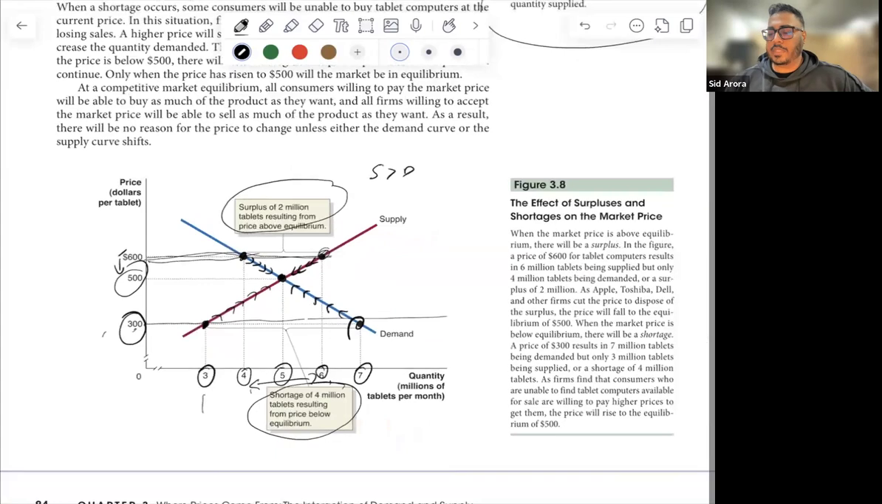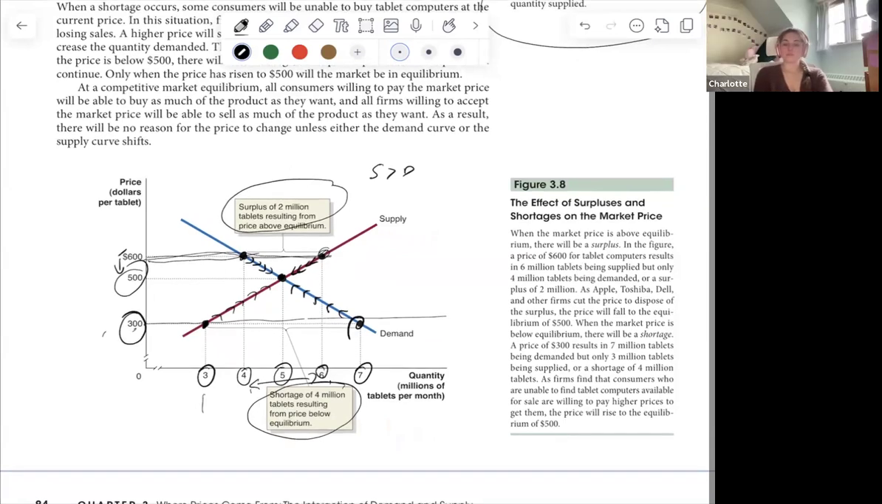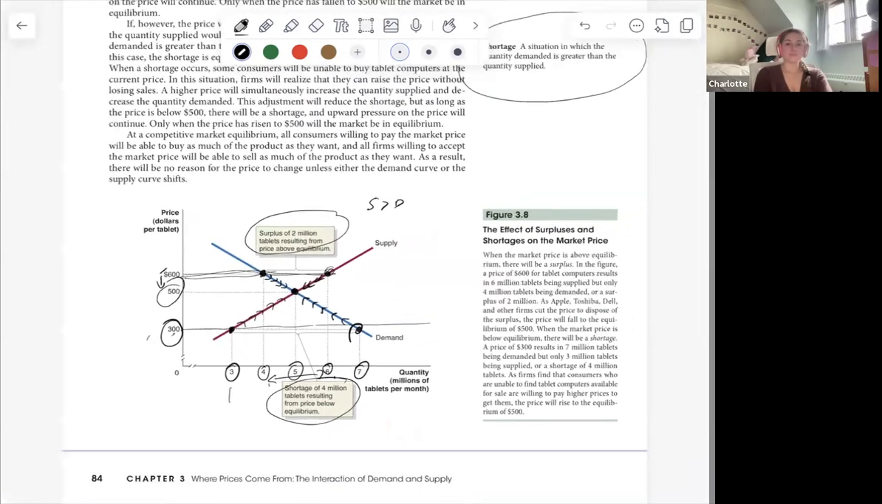So that is shortage. We have surplus and shortage, the two cases where equilibrium is disrupted. And in the model that we created and the assumptions that we have, a competitive market is always going to return back to the point of equilibrium. And we just saw how that happens. Any questions? So far, so good.